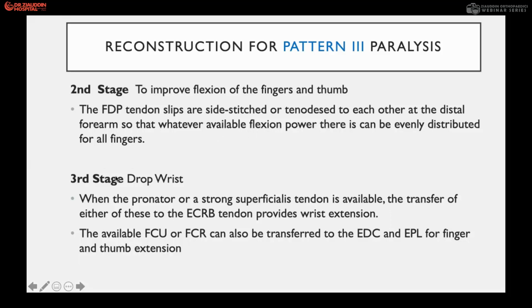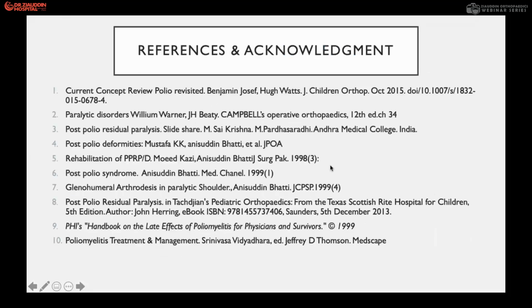Stage 3 surgery is particularly for the wrist drop, where we can transfer the muscle called extensor carpi radialis brevis, or flexor carpi ulnaris, or flexor carpi radialis in combination with the extensor digitorum communis and the extensor pollicis longus for the flexors. Or sometimes we do the arthrodesis of the wrist joint.